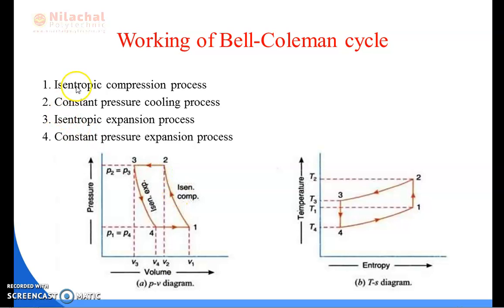The first process is the isoentropic compression process. What is that isoentropic compression process? First you have to know that another name for it is the reversible adiabatic process. The isoentropic compression process means the entropy is constant. Now you observe in the TS plot the entropy is constant, S1 is equal to S2.